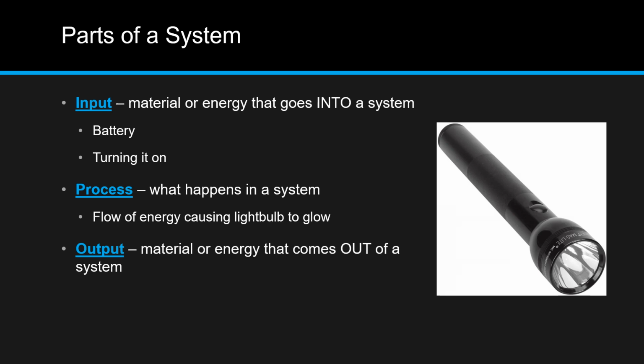The output is the material or energy that comes out of a system. When you use a flashlight, what comes out of it, or what do you get out of it? You get light. The light from the flashlight is considered the output.